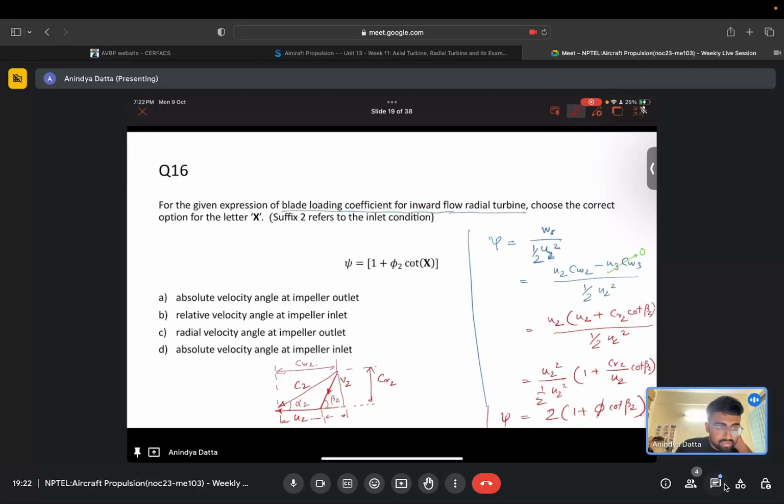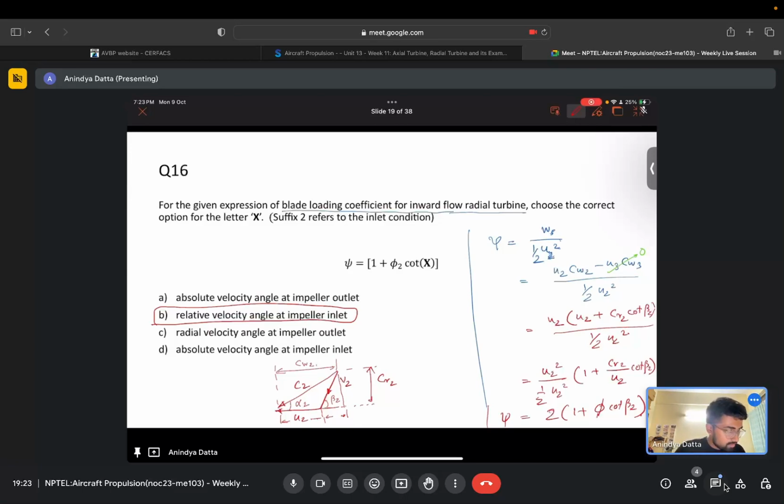I need to check this, because I see in the notes that half u2 square is used for axial flow turbomachines, and just u2 square is used for centrifugal, that is radial flow turbomachines. But the question asks what the parameter within cot is, and that is beta 2, which is our relative velocity angle at impeller inlet. So option B is the correct answer.